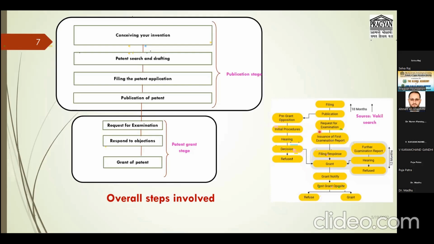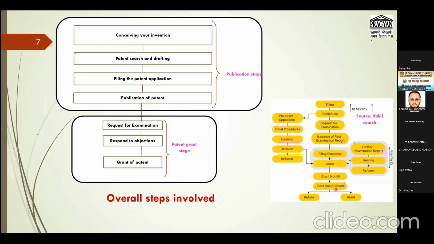In the flow chart, I summarized it like this. You file the patent, then you go for the first examination report. Then you give a response to the first examination report. Then the controller takes the decision whether it goes to the grant stage or not. They will either grant or refuse. And there are two important intermediate steps: pre-grant opposition and post-grant opposition.